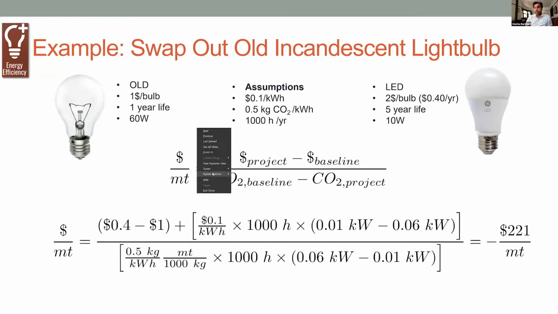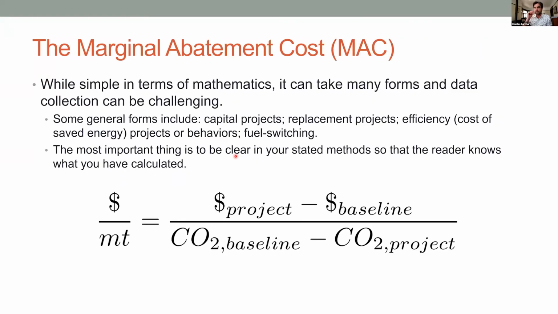All right, so that was the simple example. Let's get into more detail. So the mathematics of the actual equation, again, are simple, but it can take many forms, and the data collection can be super challenging. Some general forms include capital projects. So that's building a different power plant that may produce less carbon. Replacement projects, so that'd be like swapping out a water heater that broke. Efficiency, so cost of saved energy projects.